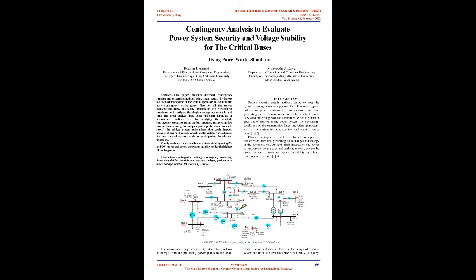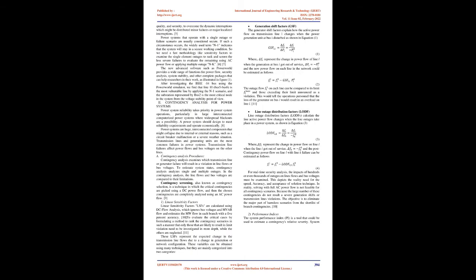Planned outages as well as forced outages of transmission lines and generating units change the topology of the power system. As such, their impacts on the power system should be analyzed and their severity ranked to take the proper action to maintain system reliability and keep customer satisfaction. The main concern of power security is to sustain the flow of energy from the producing power plants to the load center, the local customers.